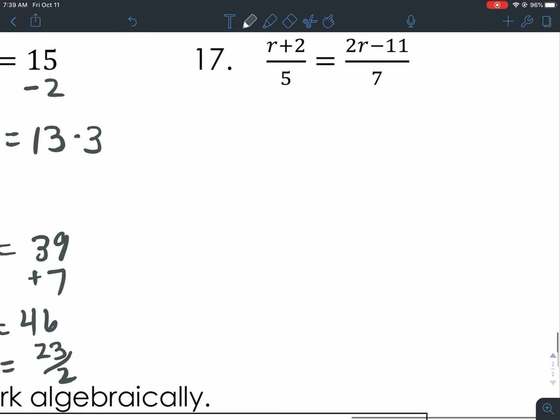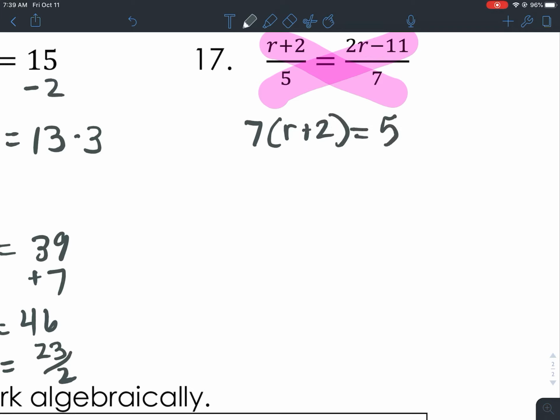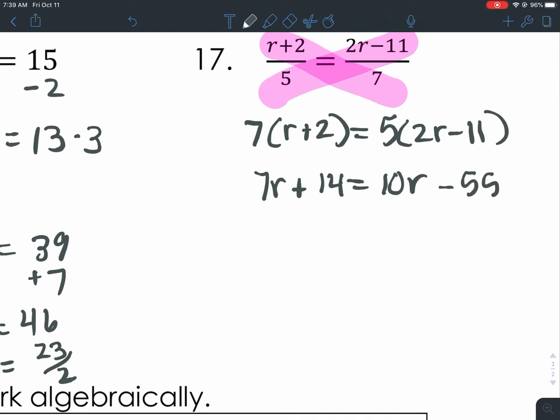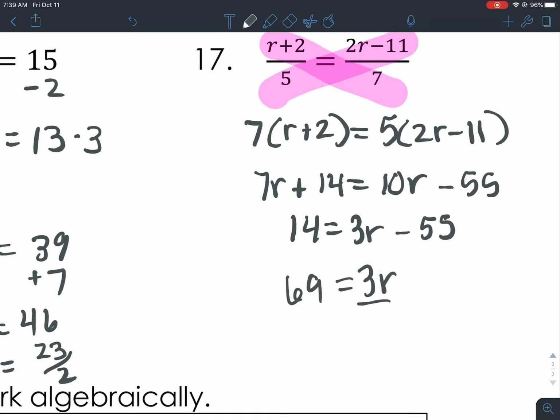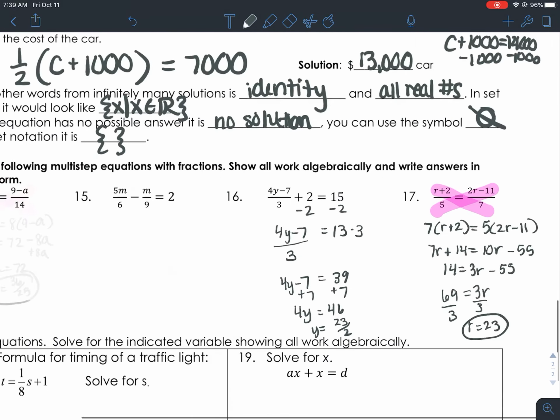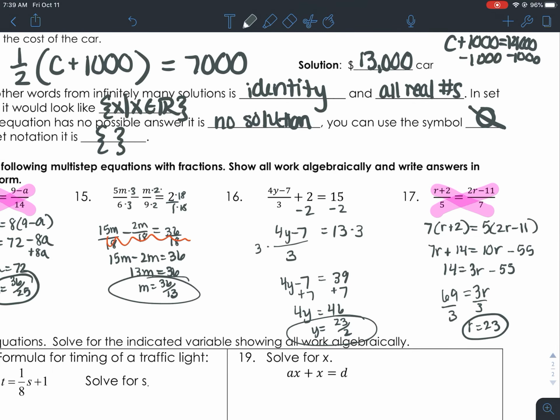All right, the last one on this part, again, we're cross multiplying. So 7 times r plus 2 equals 5 times 2r minus 11. I'm going to subtract 7r from both sides, so that's 14 equals 3r minus 55. And then I'm going to add 55 to both sides, so I get 3r equals 69. Divide by 3. So r is 23. Should probably circle these so you can see them on the answer key.